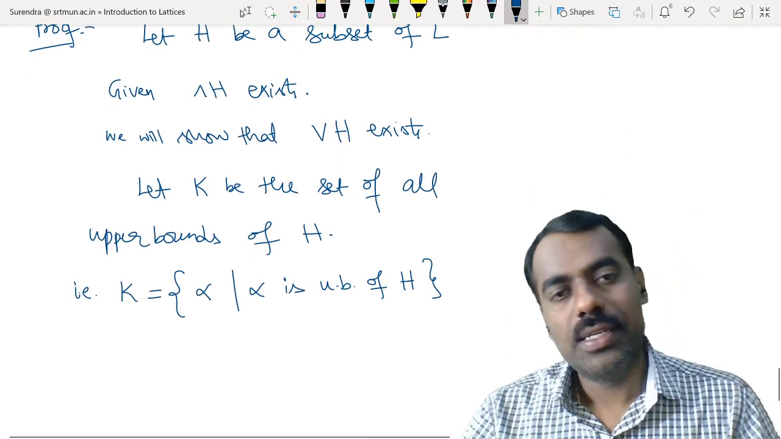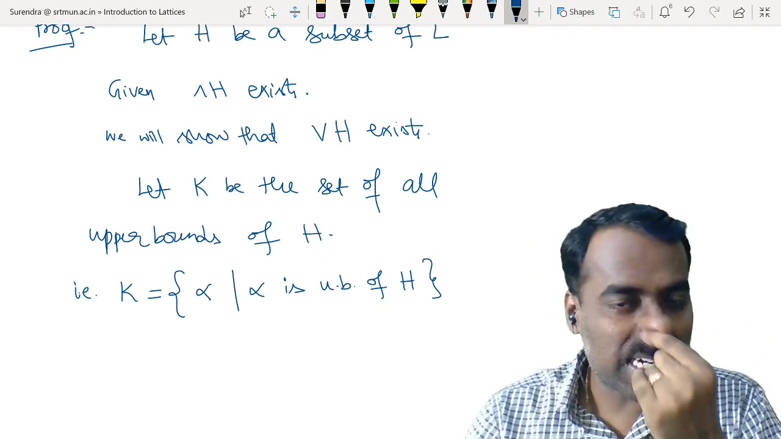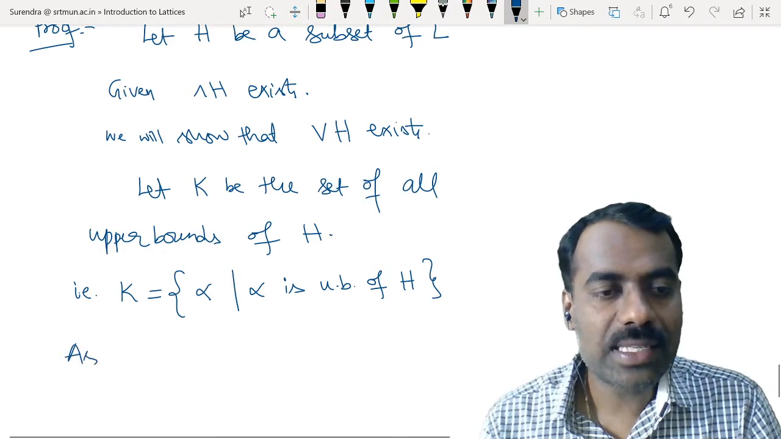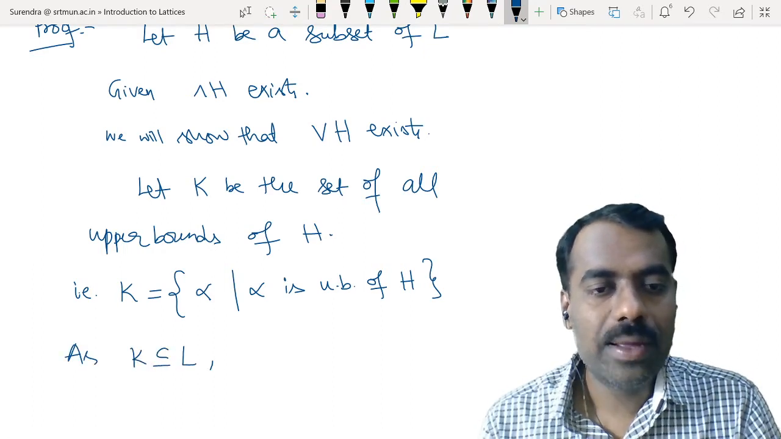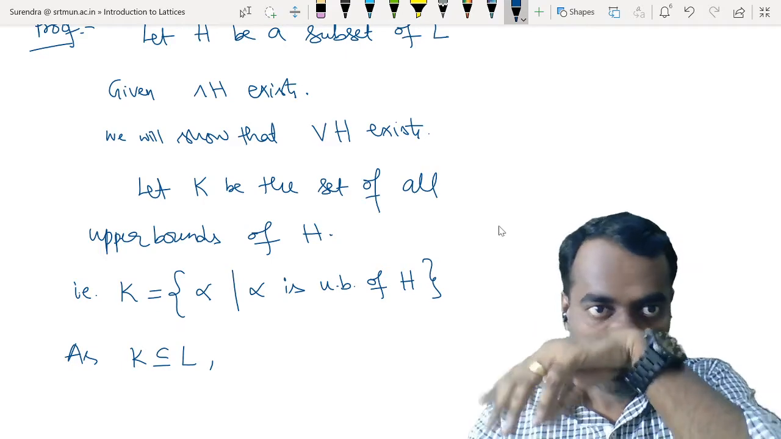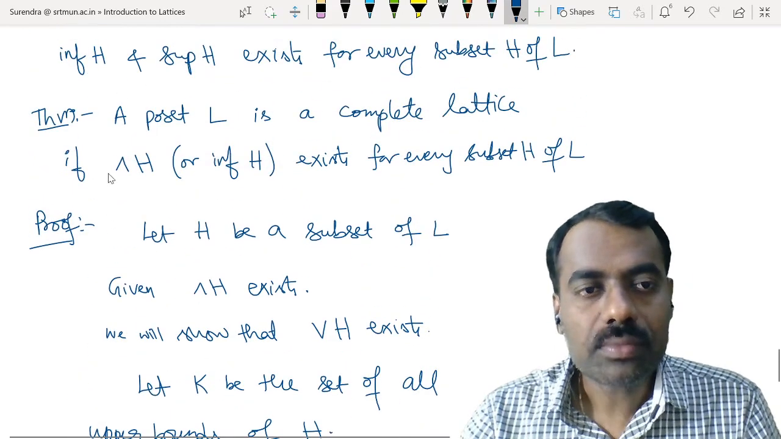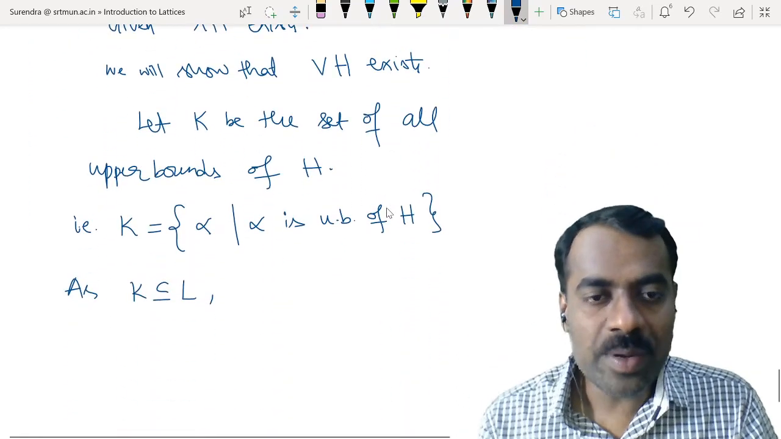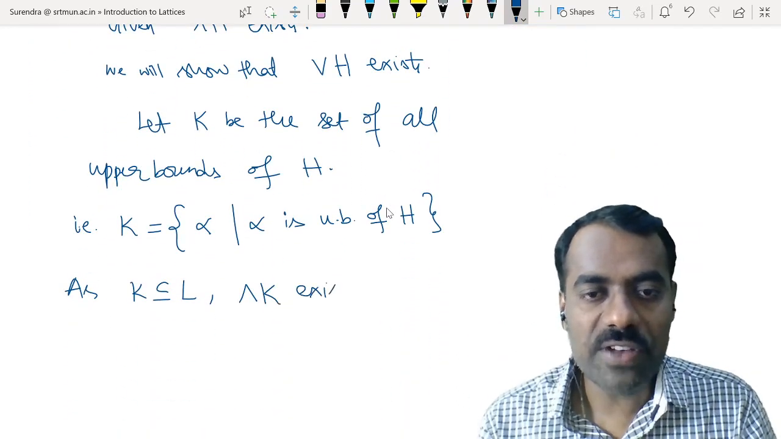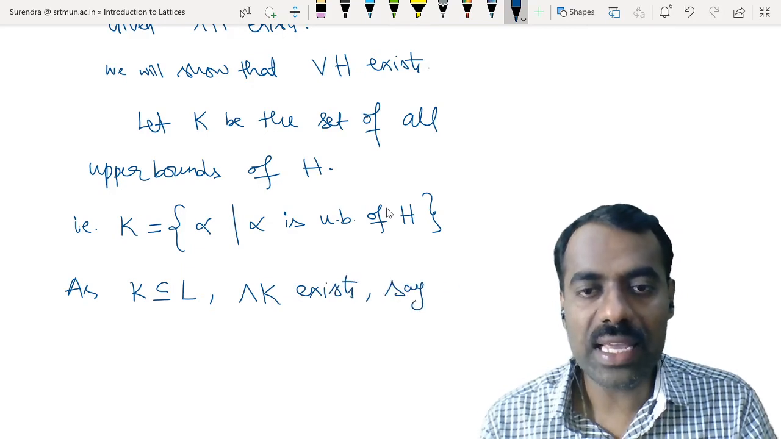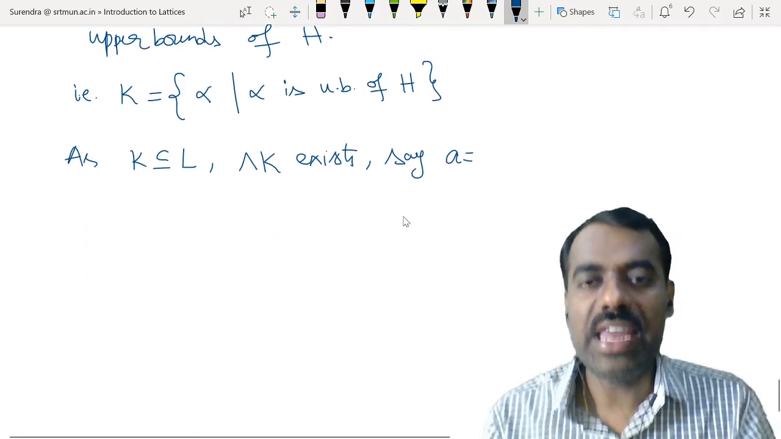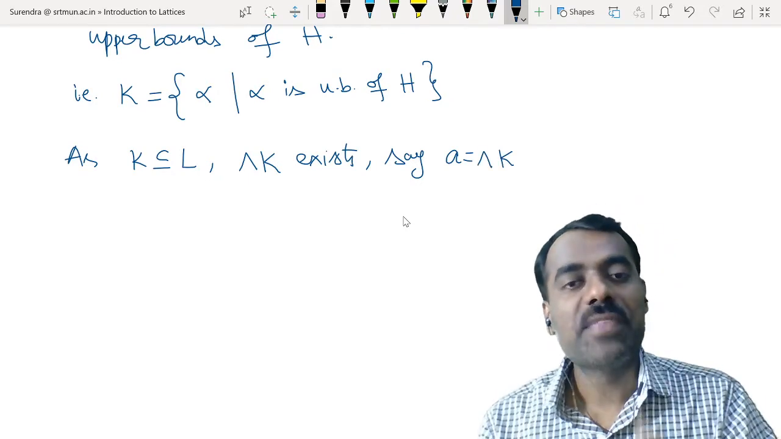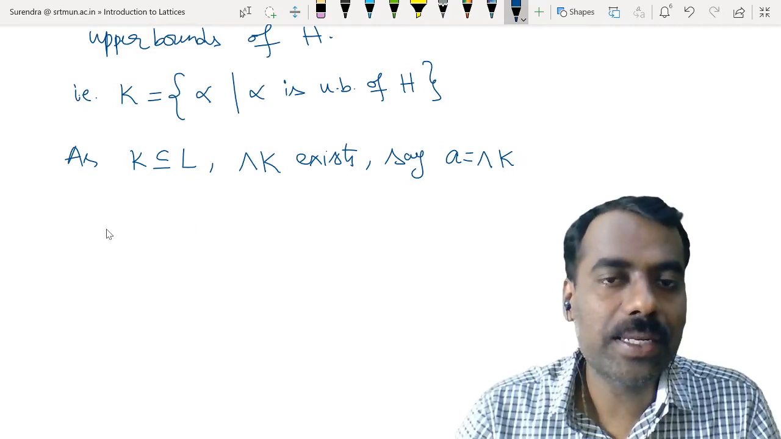Now, is K a subset of this L or not? Clearly, as K is a subset of L, what is given to us? It is given that the infimum of any set exists, so therefore the infimum of this K exists. We will call it A, which is the infimum of K. So we are not actually taking the infimum of H, but the infimum of K. That exists, we know it, right?